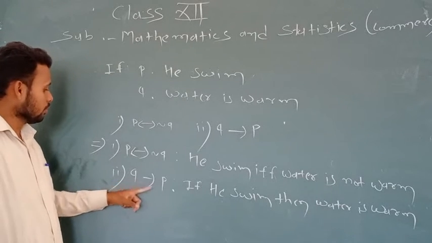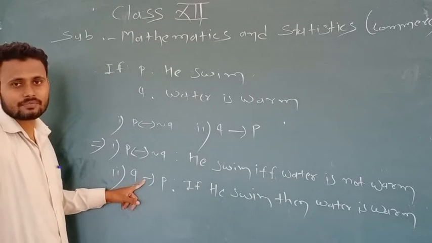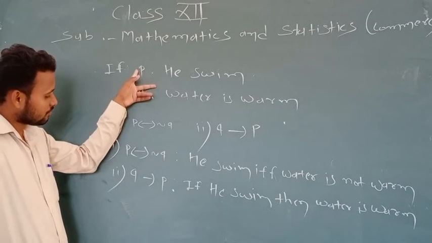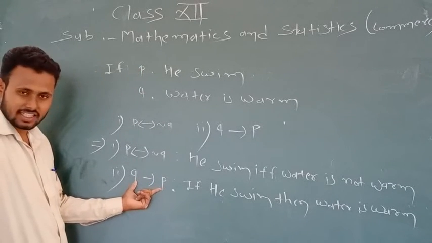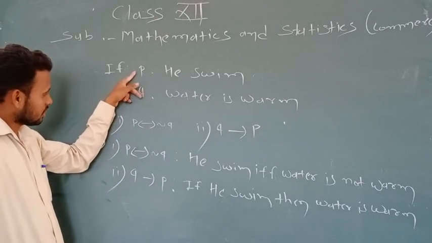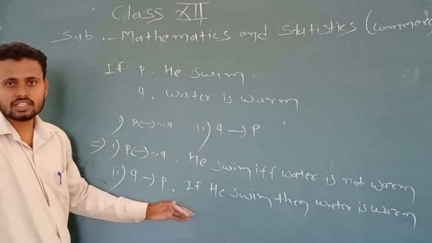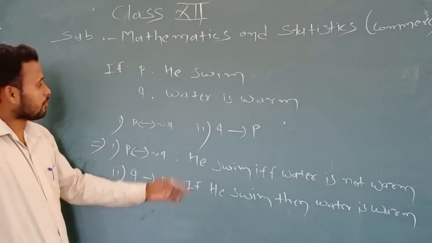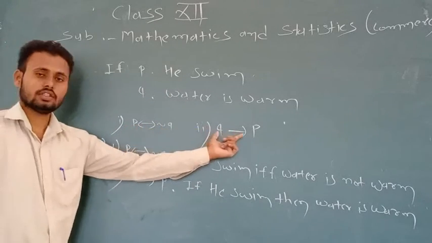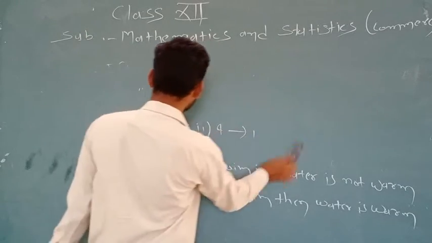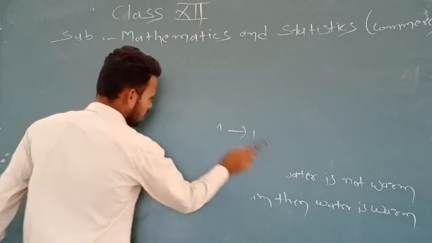Second, Q implies P. This symbol means if then, therefore we write the conditional statement of these two statements. It means if he swims then water is warm, which is the required verbal statement of the given symbolic statement.